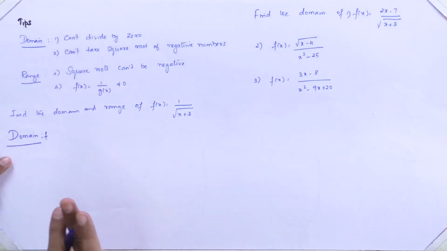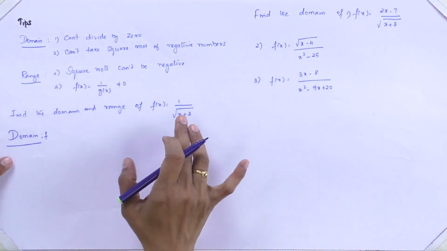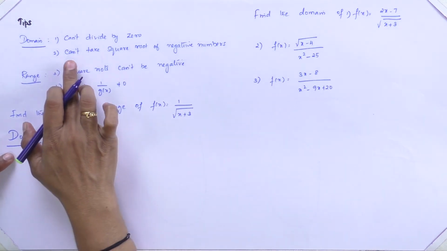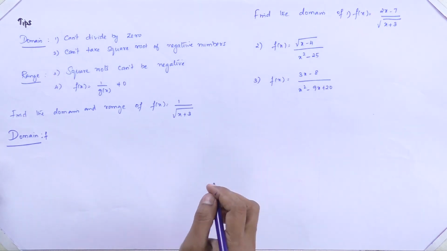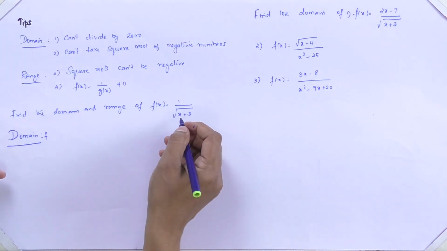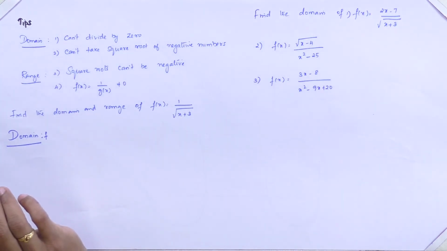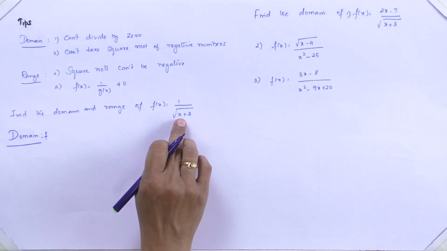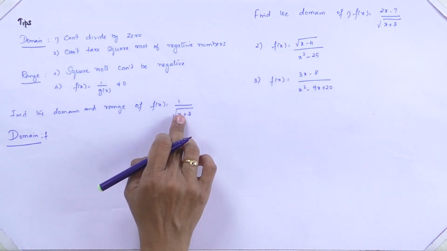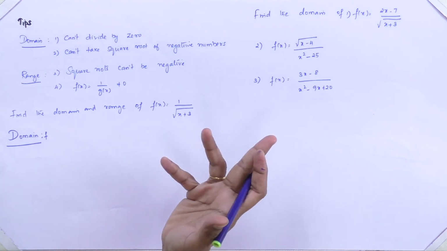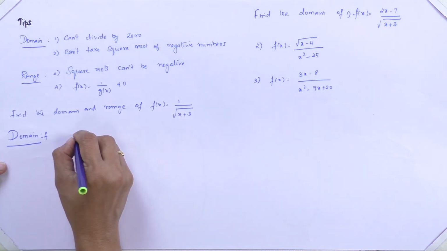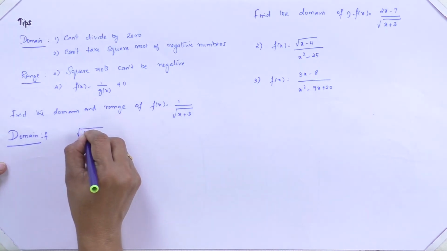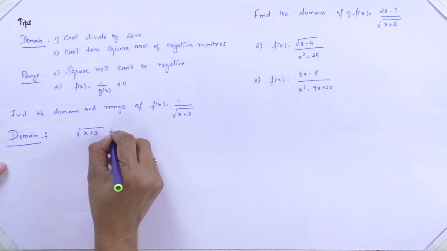So what does the first point say? It can't divide by 0. Fine, okay. Next, it cannot take square root of negative numbers. So we cannot have square root of negative numbers. Therefore, what should I do? It cannot divide by 0, so it should be not equal to 0. If it should not be equal to 0, I will have to find that square root of x plus 3 should not be equal to 0.